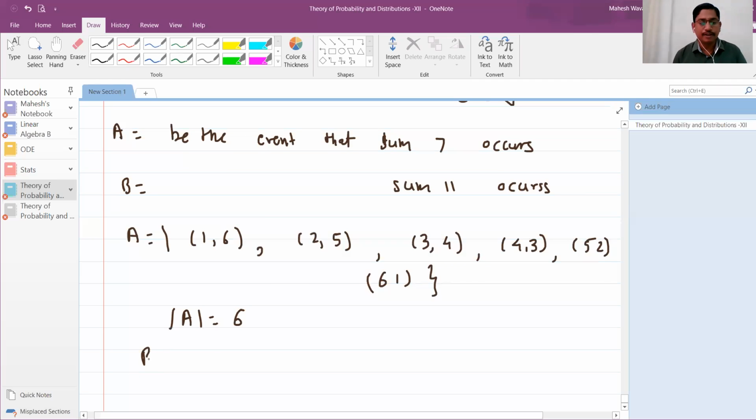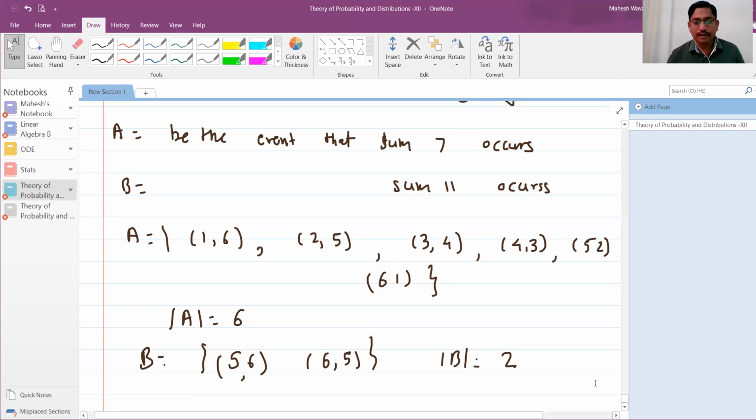Next, what is the event B? Event B is that the sum 11 occurs. In the first row there is none, because 1 plus 6 is 7, the highest value in the first row. In the second row, the last is 2 plus 6, so it gives 8. In the third row, 3 plus 6 gives 9. In the fourth row, 4 plus 6 gives 10. And in the last, 5,6 has sum 11, and 6,5 has sum 11. So the number of elements in B is 2.